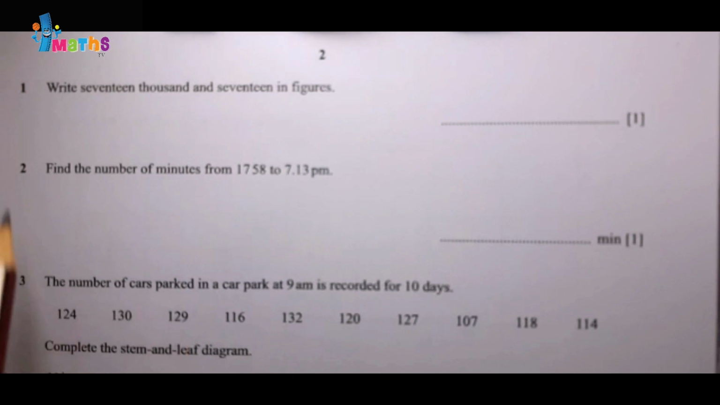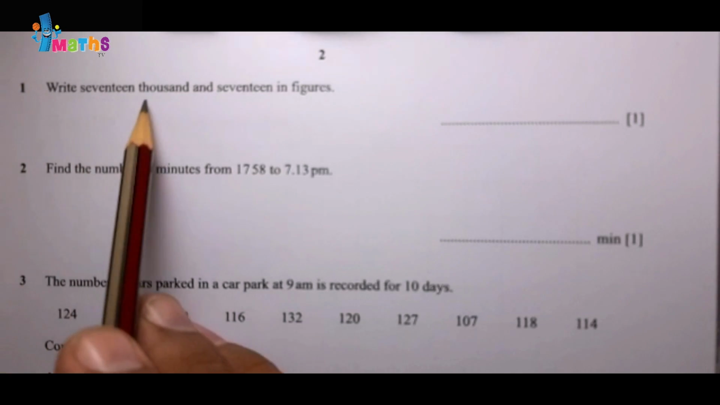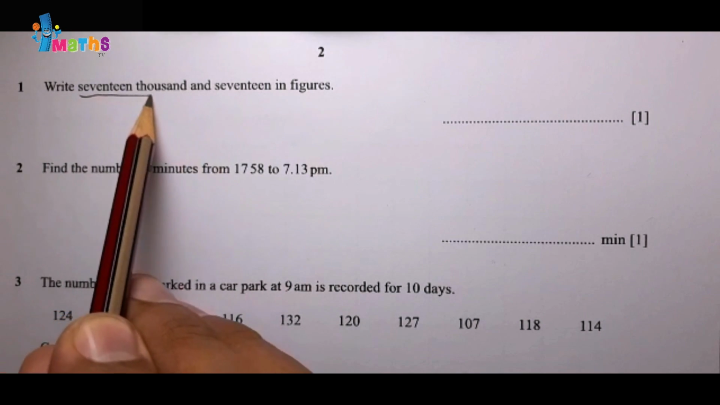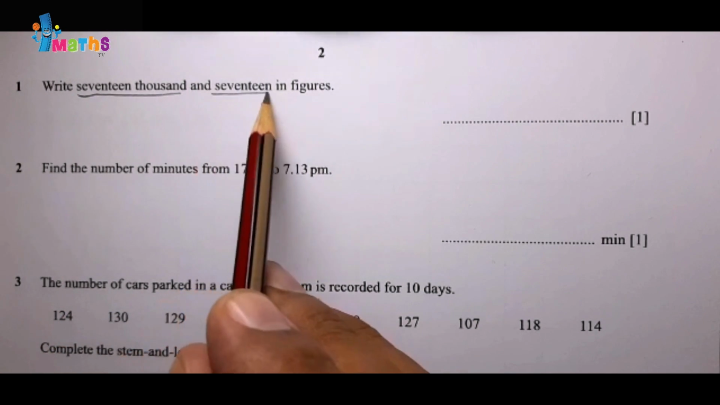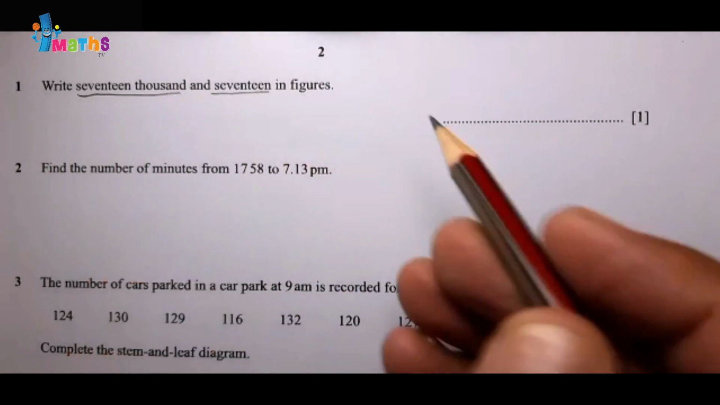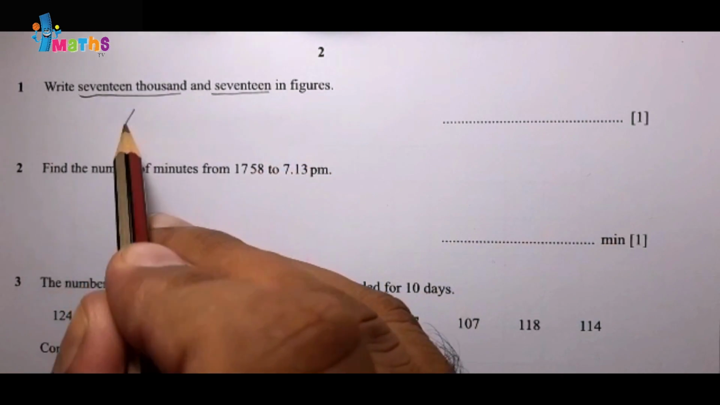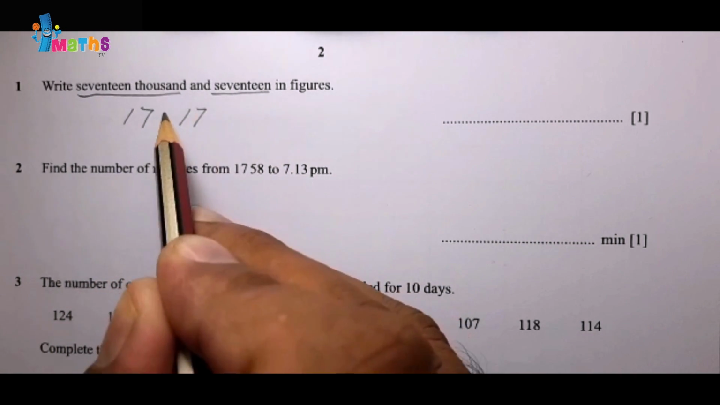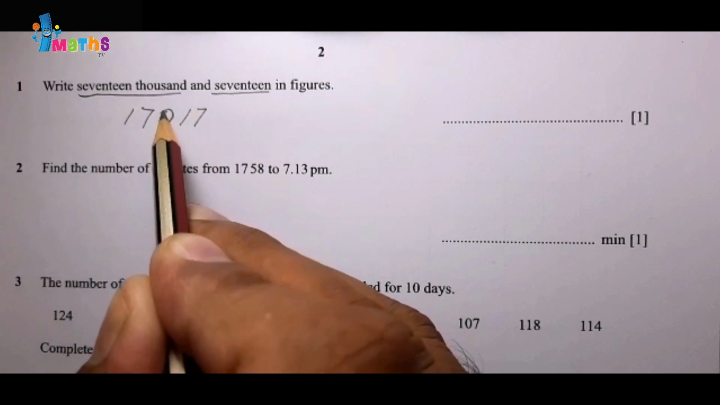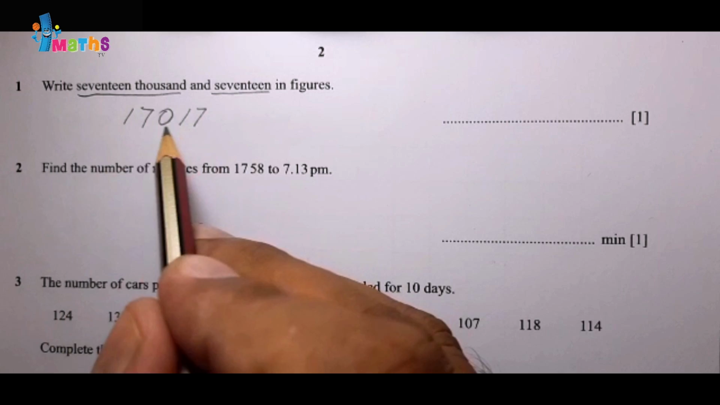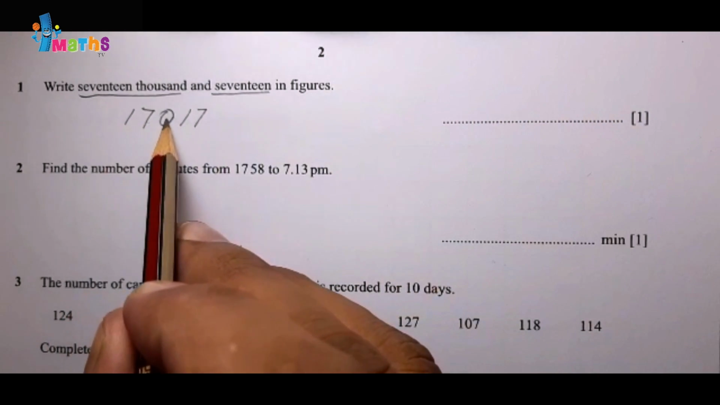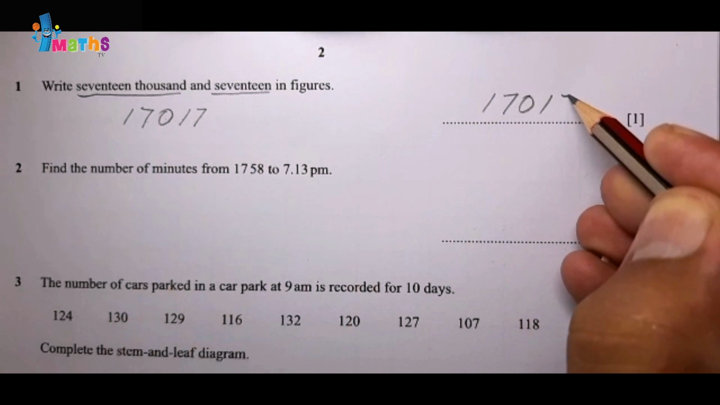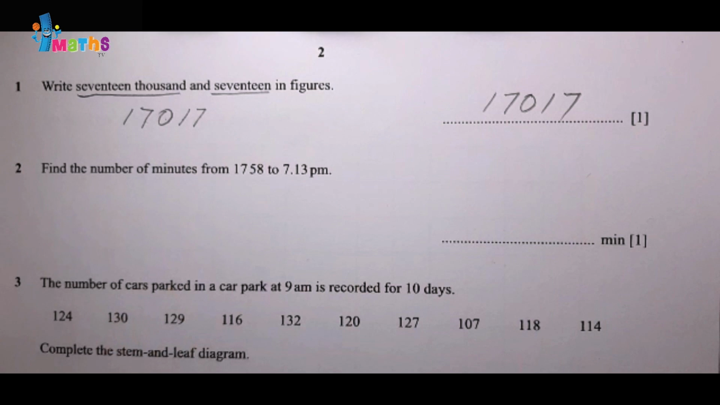Okay, let us start question number 1. Write 17,017 in figures. There is an important thing to think about here: in between there should be a 0, otherwise it will be wrong. So we'll write the answer like this, 17017. This will be the proper answer for this.